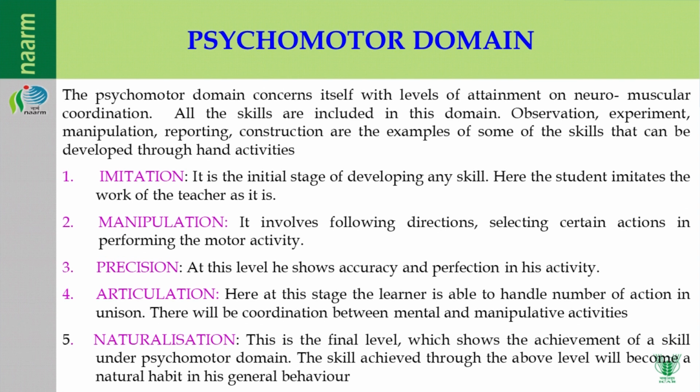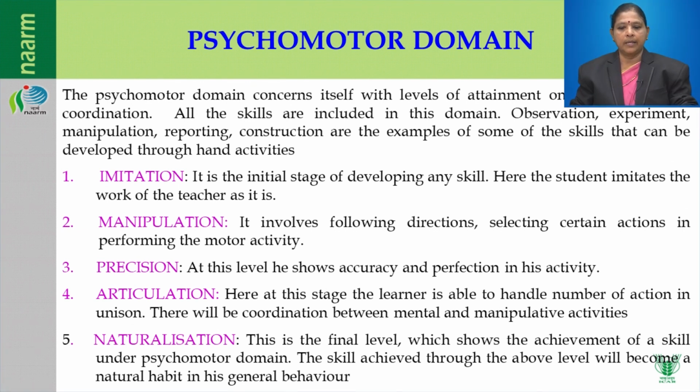In the Bloom's taxonomy, only this domain name is suggested, but the later work is done by various educationists. All the skills are included in this psychomotor domain, like drawing skill, observation skill, experimentation skill, construction skill, etc. The skill achieved through the activities can be categorized into the following levels: imitation, manipulation, precision, articulation, and naturalization.